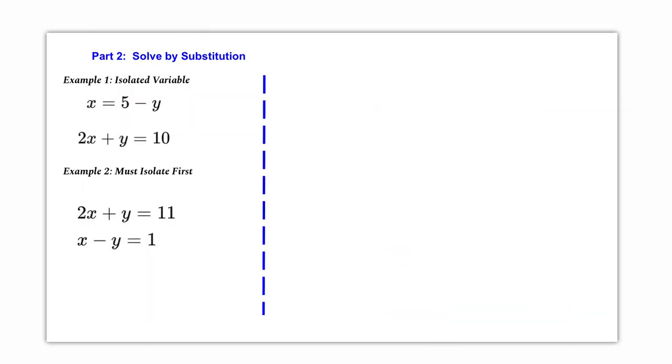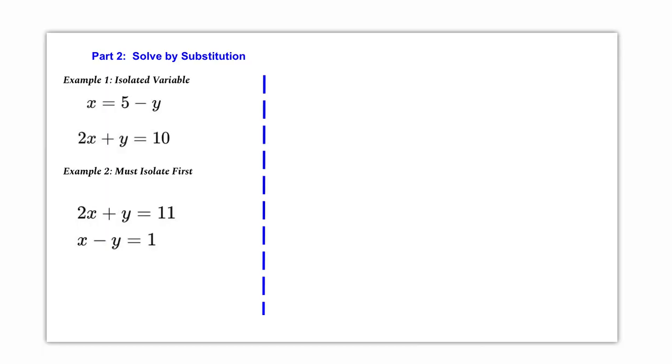Here's part 2, solving by substitution. And what does that mean? That means we're going to substitute one of the variables with whatever answer we have. I have 2 examples here: one where we have an isolated variable, and one where the variable is not isolated and you have to work with it. So imagine you will get easier questions and harder questions. I want to make sure that you're really prepared for everything that your teacher will give you.